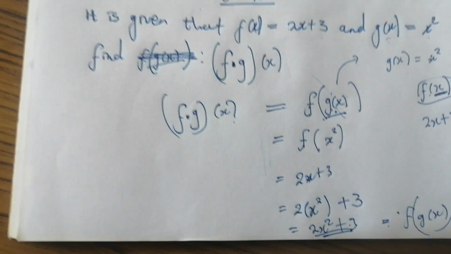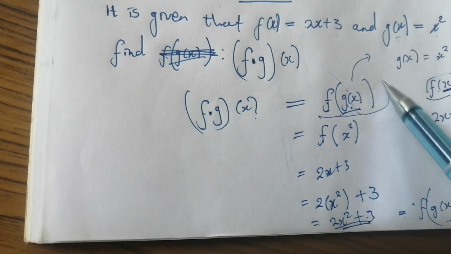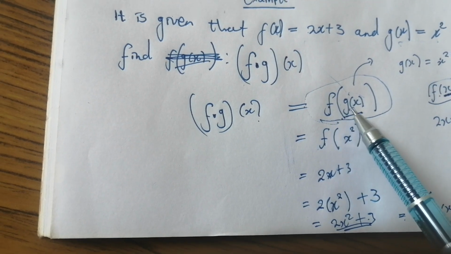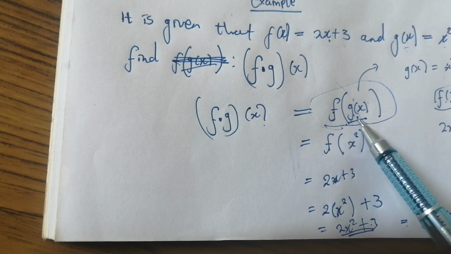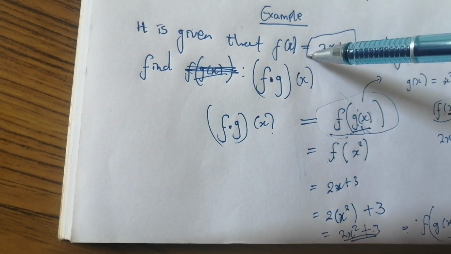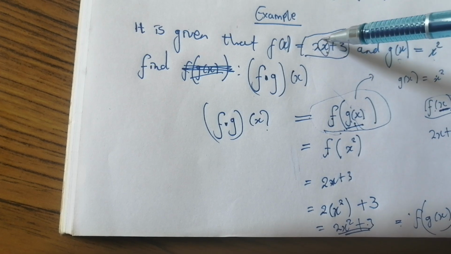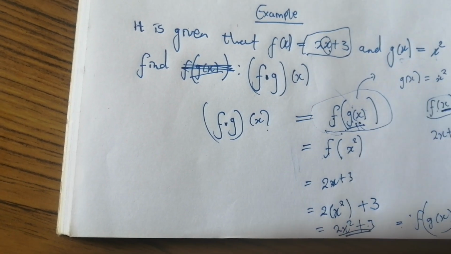So what you have to understand is fg of x means where there is x in f of x, we are putting g of x. So we take our f of x, where there is x, you put g of x, which is x squared.